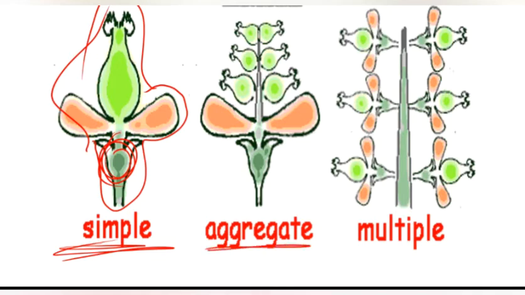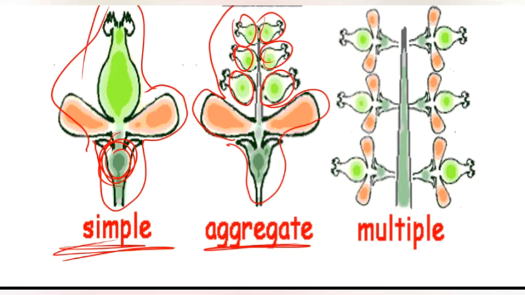Now, if we come to aggregate fruit, what's the difference? Aggregate fruit is the type of fruit that develops from a single flower. Look at a single flower, but it has several ovaries. Look at one ovary here, look at another ovary here, look at another one, look at another one. So it's a fruit that is formed from several ovaries of a single flower. We have examples of such fruits like cola, strawberry, and custard apple. These are examples of fruits that we call aggregate fruits.